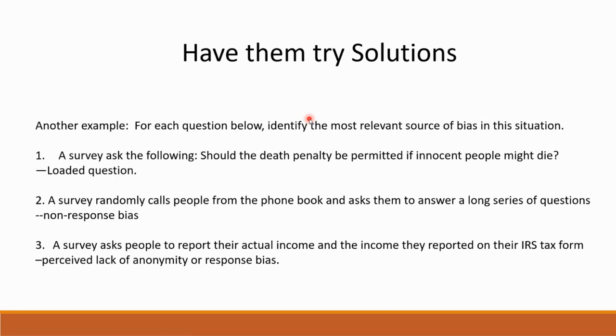With response bias, remember, they might give the wrong information for whatever reason. They might lie or they may not remember, that kind of thing. Okay, good. Are there any questions so far? Also note from number 3, sometimes there may be more than one source of bias. That can happen though.